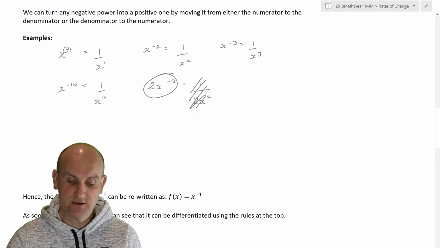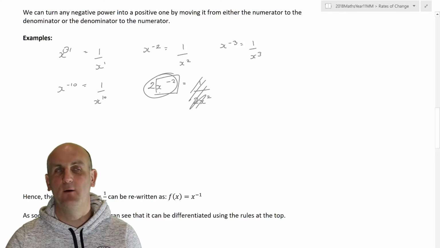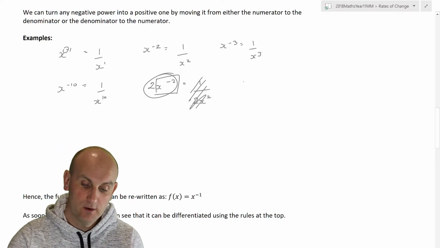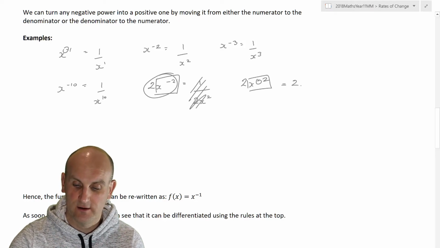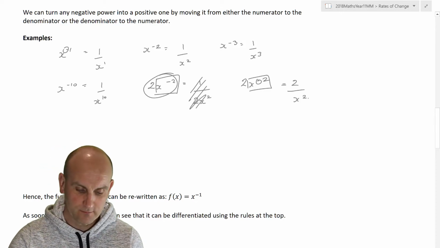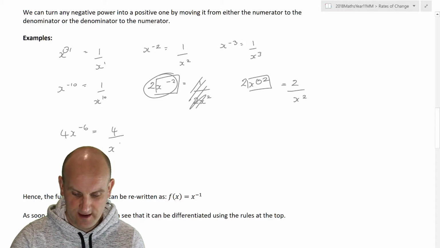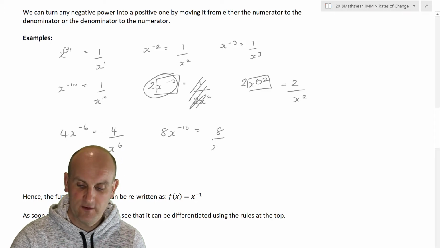Right? What she meant was, it is whatever the index, the power, the negative number is connected to, that's what moves below. So 2x to the minus 2: that minus belongs to this term here, so the 2 stays where it is, and then I divide that by x squared. Now, once I understood that, I was like, oh, that's flipping awesome. So 4x to the minus 6 became 4 over x to the 6, and 8x to the minus 10 became 8 over x to the 10.